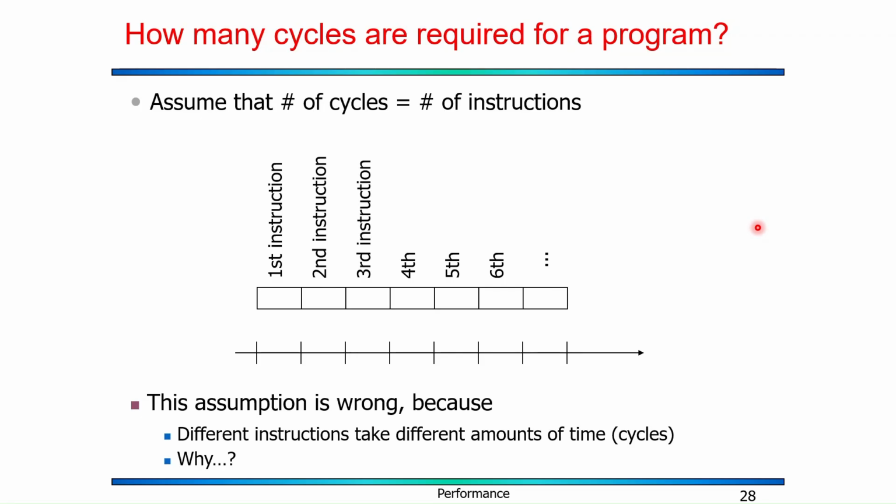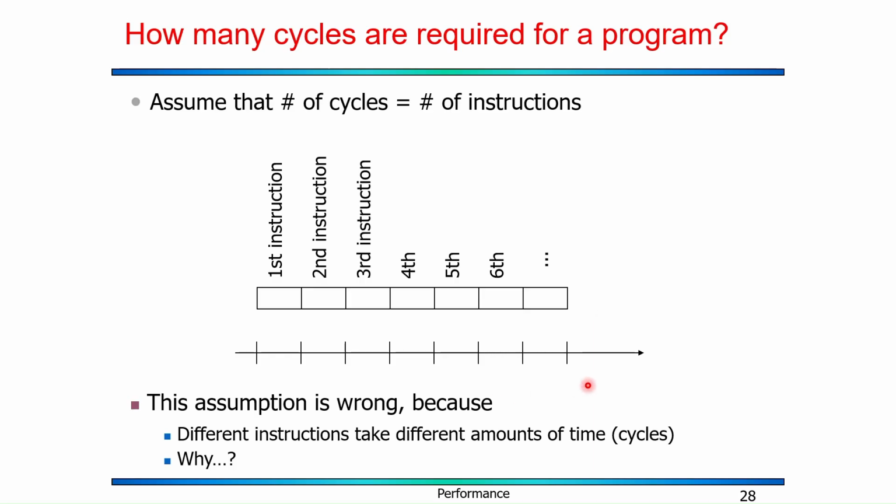Now we need to understand what determines the number of cycles a program takes. One simple assumption might be that the number of cycles equals the number of instructions. So if a program has 6 instructions, it would take 6 cycles. The diagram shows this idea with each instruction taking exactly 1 cycle. However, this assumption is wrong.